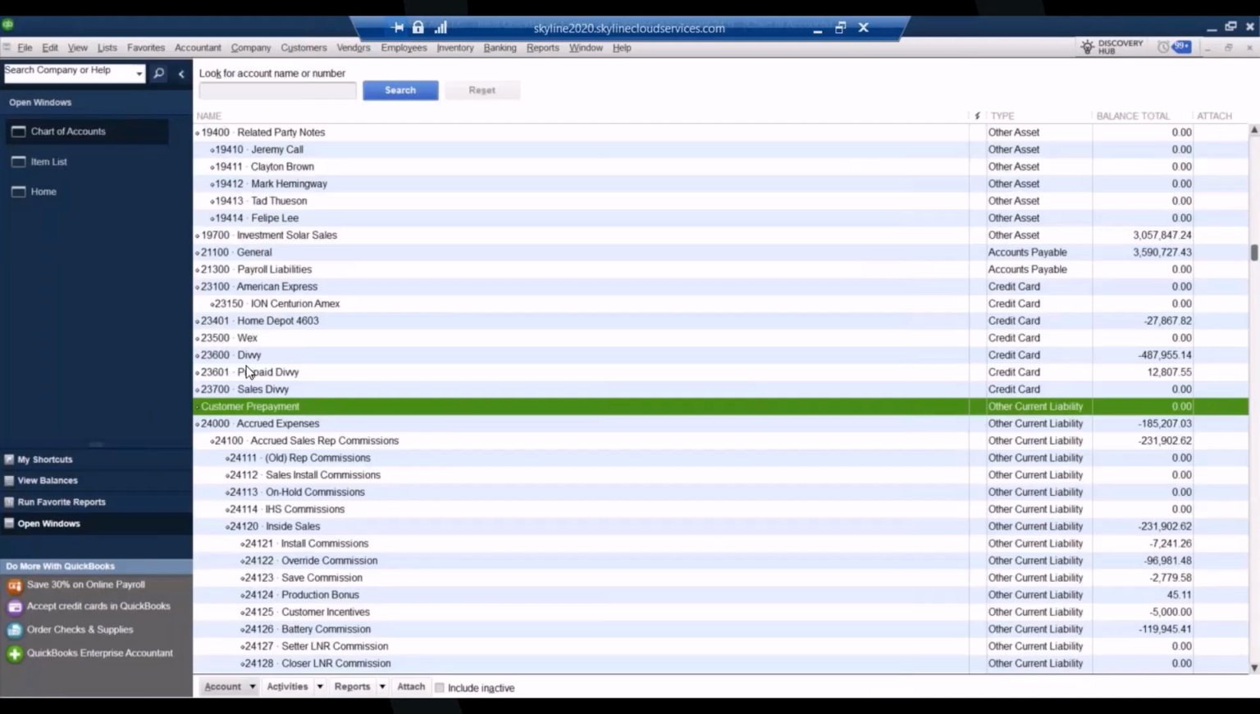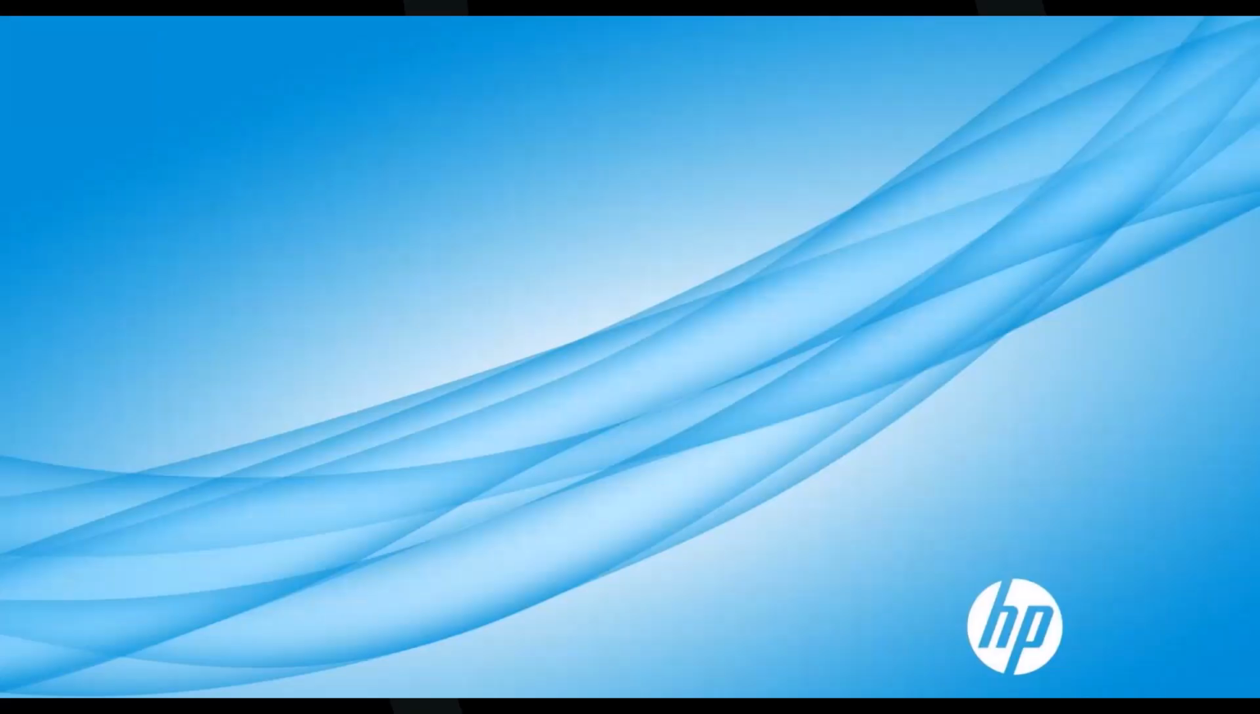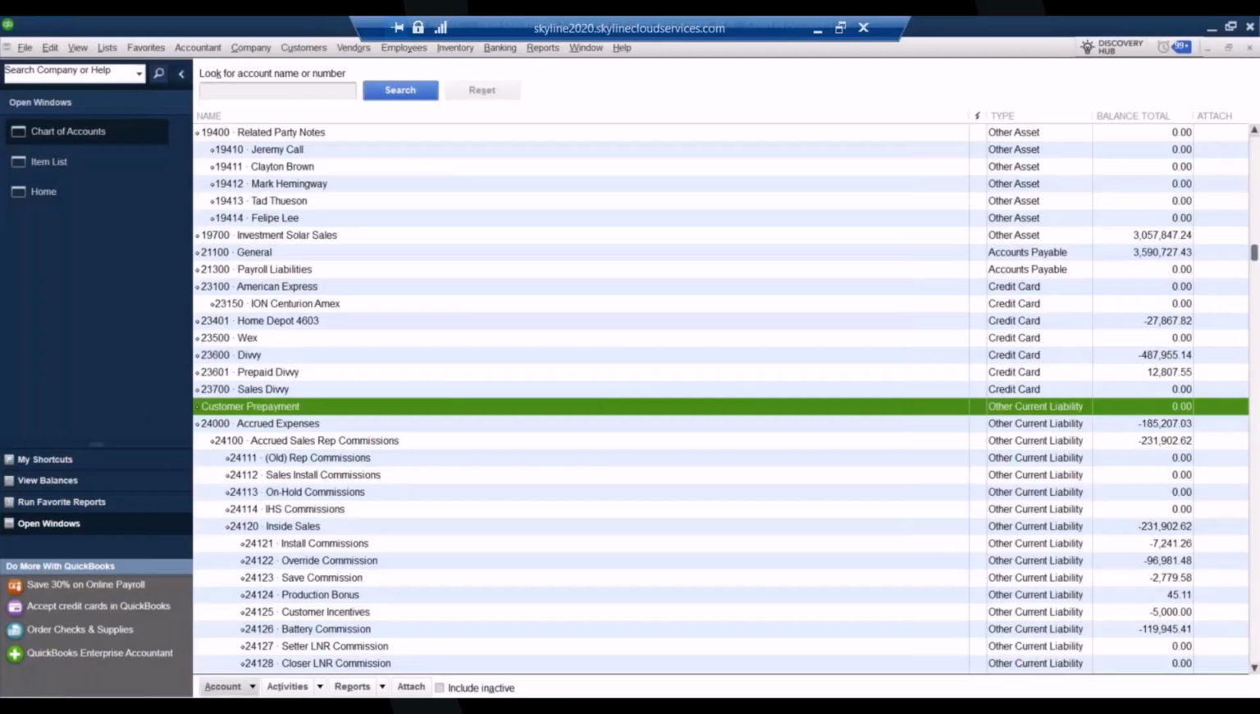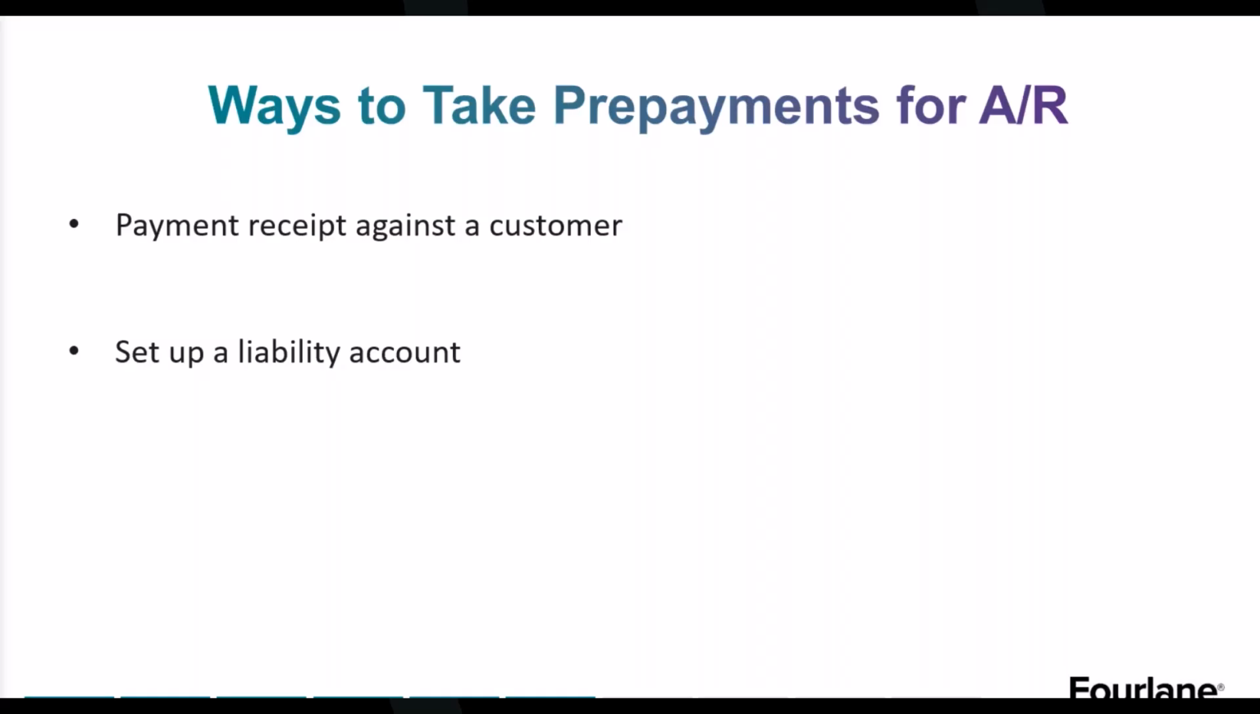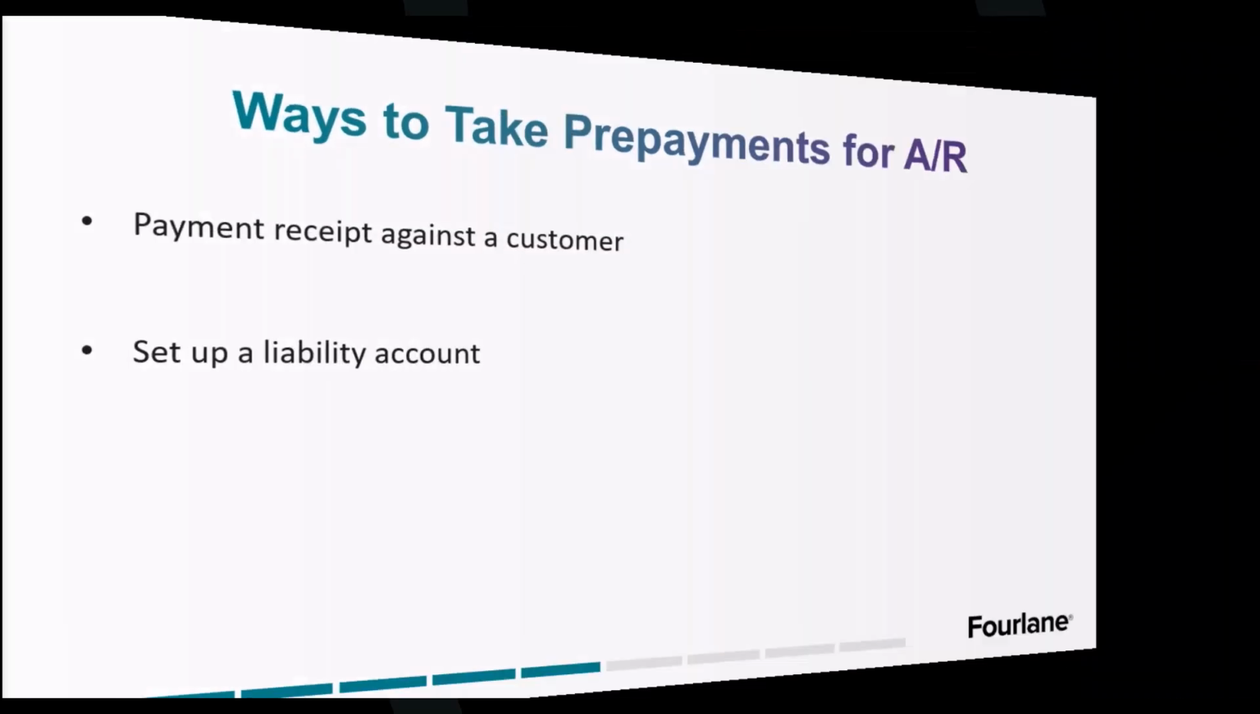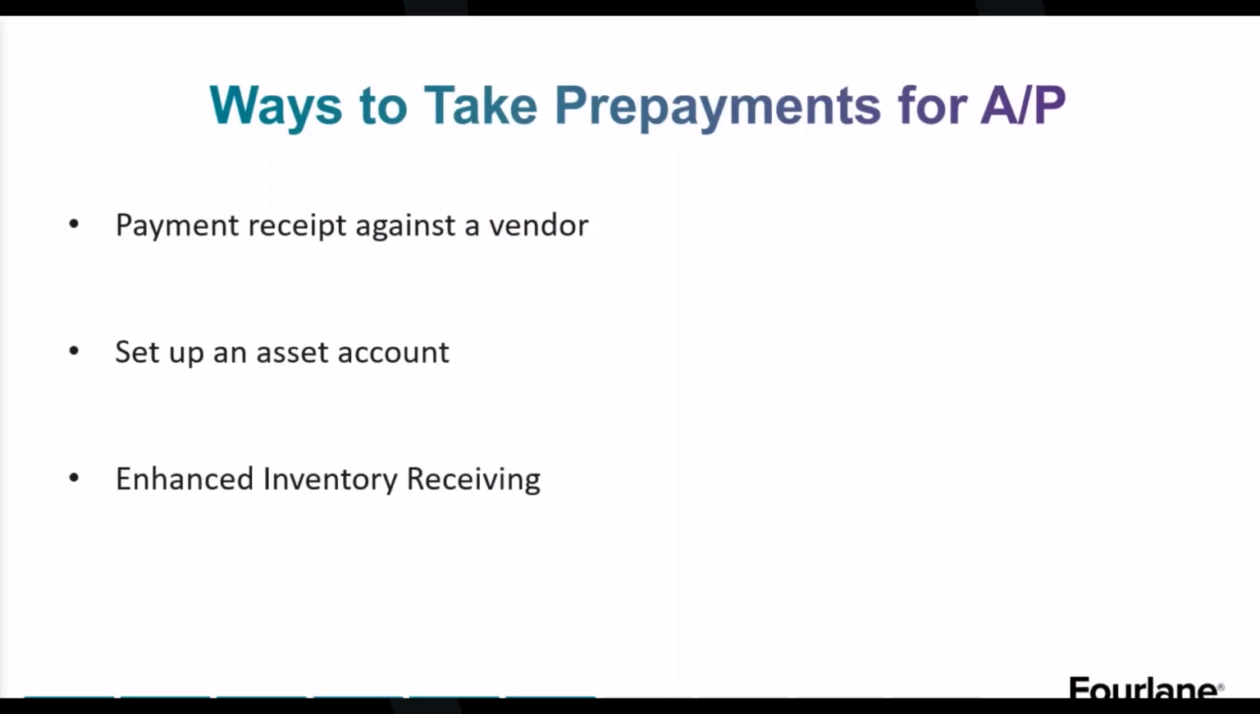Now with that, one of the things that's really nice is that these same principles will apply to our vendor payables as well. So if we look at the ideas of how to take prepayments on the accounts payable side, those functionalities are going to be the same across the board. But like I said, that second option of using a liability account is now going to be a bit different. That would actually flow through an asset account.